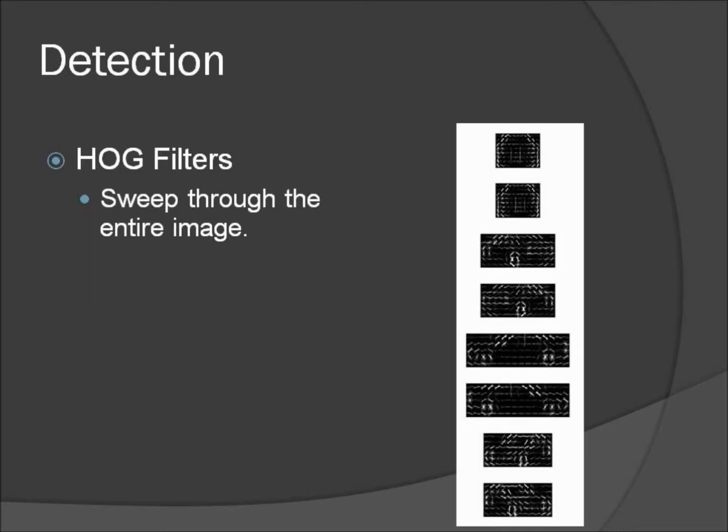Basically, we can split this project into two important parts: detection and classification. For the detection phase, we use filters to sweep through the entire image to find the location of cars, if there are any, and the right images are the car filters that we use in our detection.